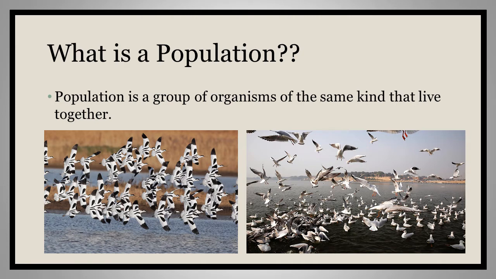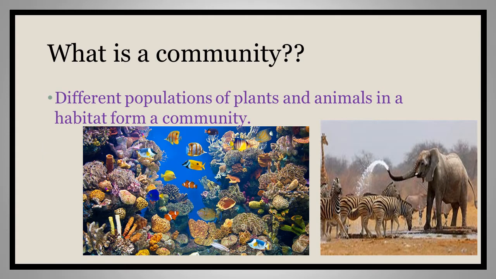Children, can you tell me what is a population? A population is a group of organisms of the same kind that live together. They reproduce in the same place. Children, can you tell me what is a community? Different populations of plants and animals in a habitat form a community. The organisms within a community interact with one another and the non-living things around them.